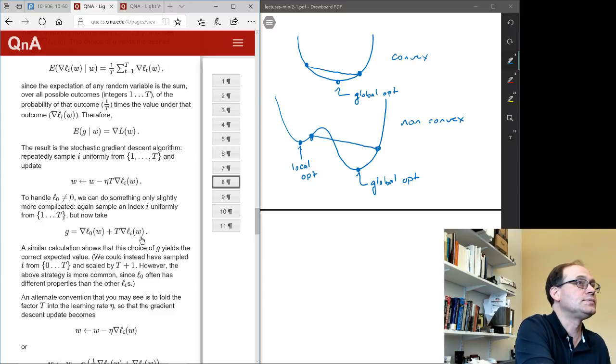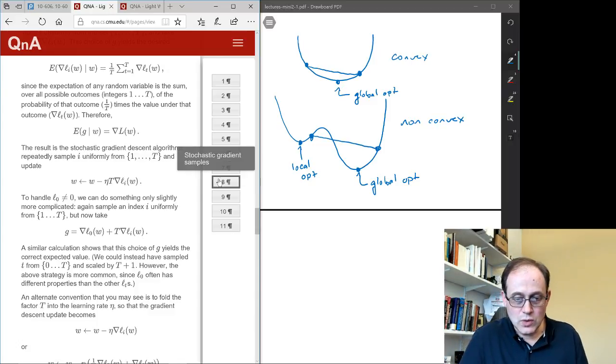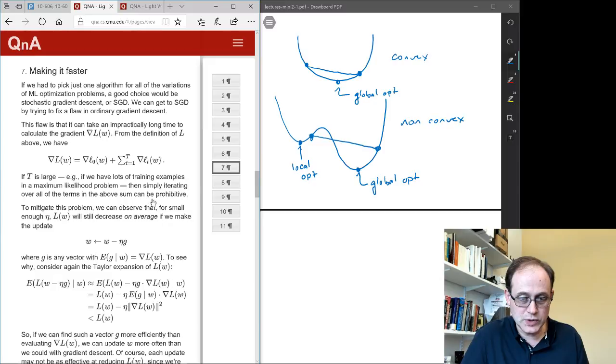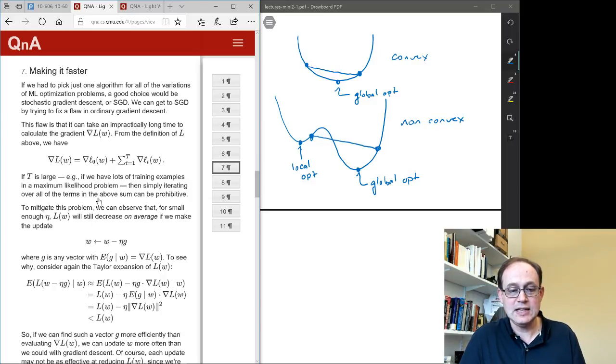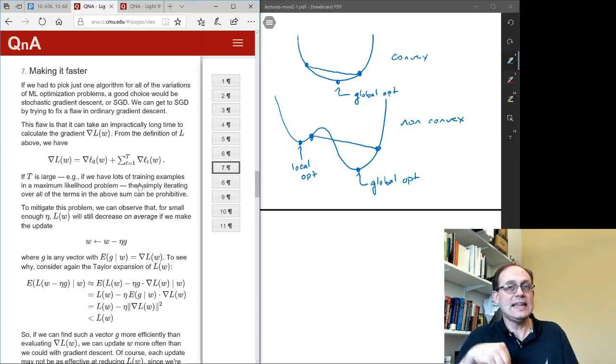Let's see. Somebody wants to know what variable the expectation is with respect to in this block. Oh, this is with respect to the randomness in G, right? So the only thing that's stochastic in stochastic gradient descent is the random selection of an index into this sum. And so the expectation is with respect to the randomness in the algorithm, not with respect to the data or anything else. And so this expectation is just over the randomness in the gradient estimate G.